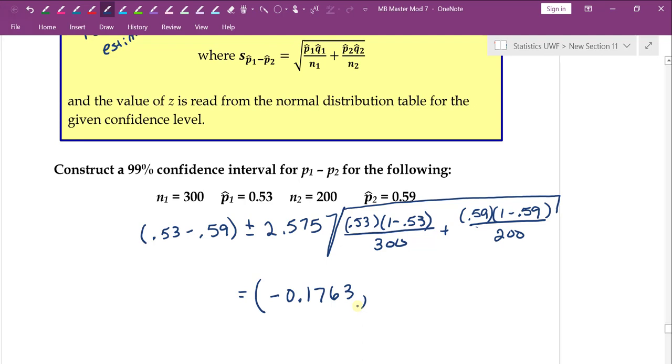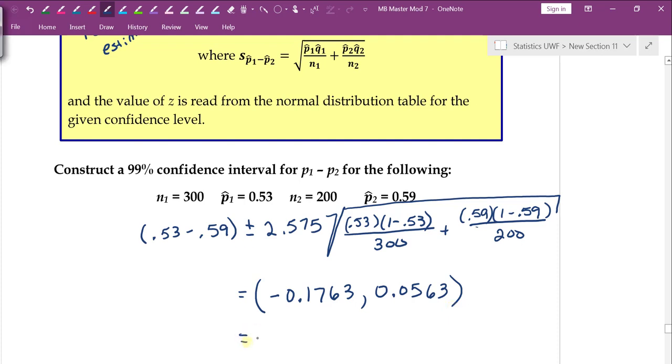Put a plus sign and 0.0563. Normally I want to go to 6 decimal places on proportion, and I should have just now, but I didn't. So if I'm going to go to 6 decimal places, let's go ahead and do that.